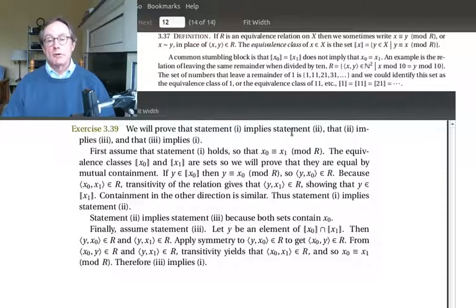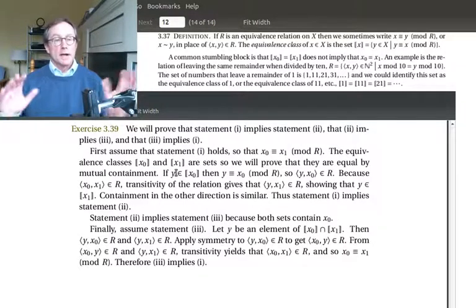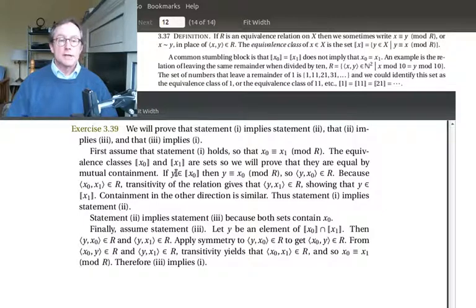This also breaks what may look like a very big job into three smaller jobs. Show that if part 1 is true, then part 2 is true. Show that if part 2 is true, then part 3 is true. And finally, show that if part 3 is true, then part 1 is true. A person can say, well, I didn't get the third one, but I got the first two. So it breaks a bigger job up into smaller jobs, and of course that's usually good.